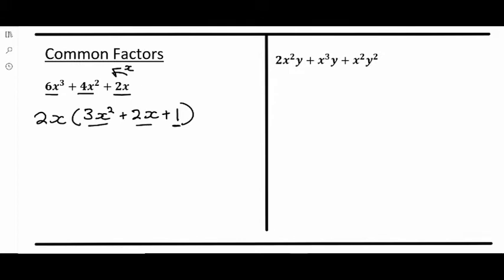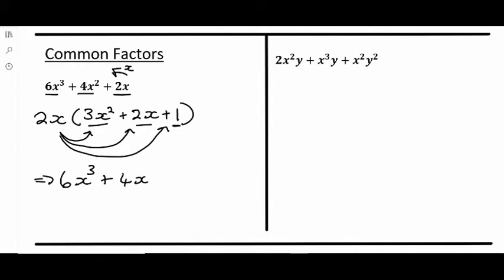The way that we can double check our answer is to just redistribute the term that we pulled out back into the set of brackets. So 2x times 3x squared is 6x cubed. 2x times 2x will give me 4x squared. And 2x times 1 will give me 2x. You don't have to do this, but this is a way of checking that our factorizing method is correct.